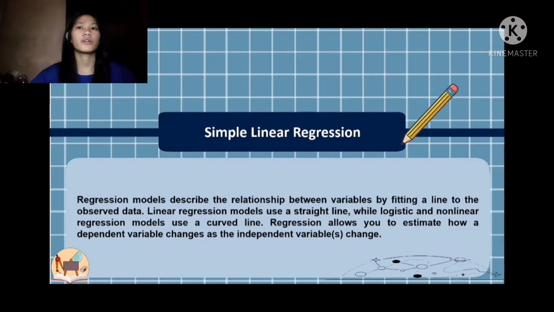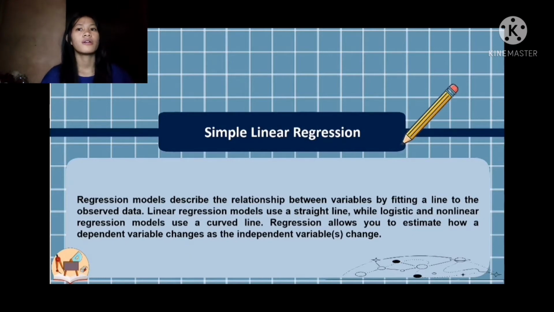The simple linear regression model assumes that y sub i equals beta sub 0 plus beta sub 1 times x sub i plus u sub i, where y sub i represents the value of the dependent variable for the ith observation. The x sub i represents the value of the independent variable for the ith observation.